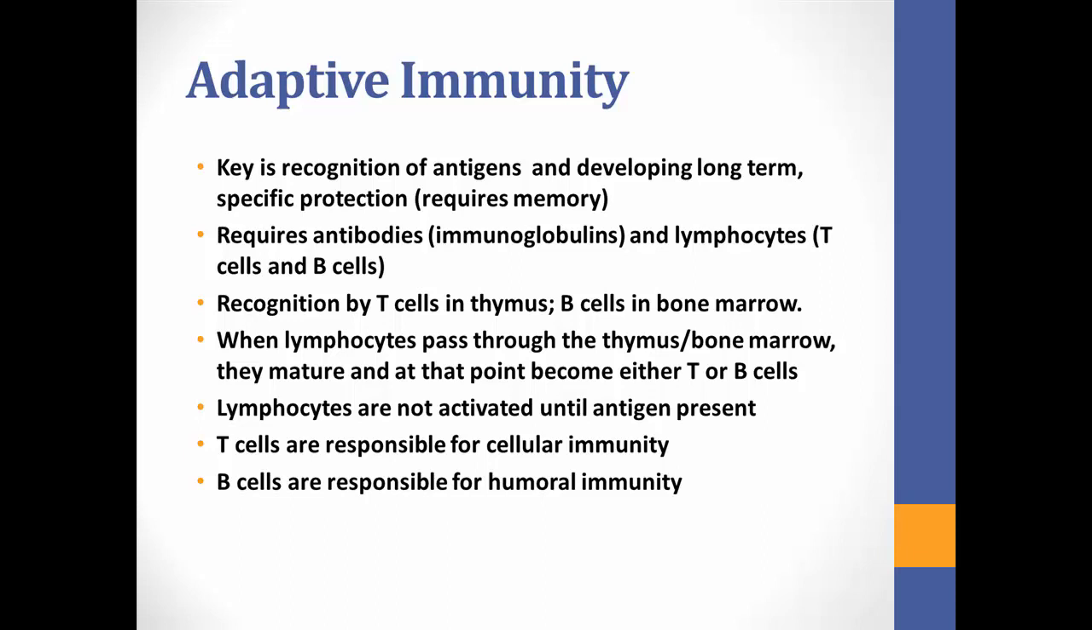Recognition of antigen by T cells occurs in the thymus. By B cells, this occurs in the bone marrow. When lymphocytes pass through either the thymus or the bone marrow, they have the opportunity to mature, and at that point they mature into either T cells or B cells. Lymphocytes are not active until the antigen is present. So that's, again, very, very important, antigen specificity.